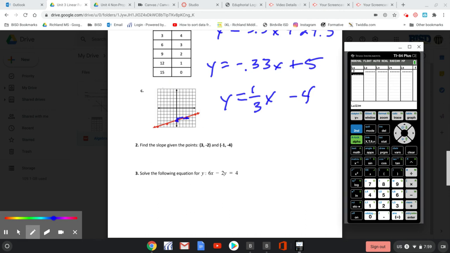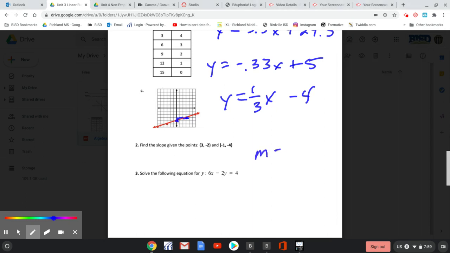I'm going to hit 3, -1. I'm going to tab over, and I have -2 for y, and -4. I'm going to hit Stat, Tab 4, all the way down. And I see my slope is 0.5 and my y-intercept is -3.5.